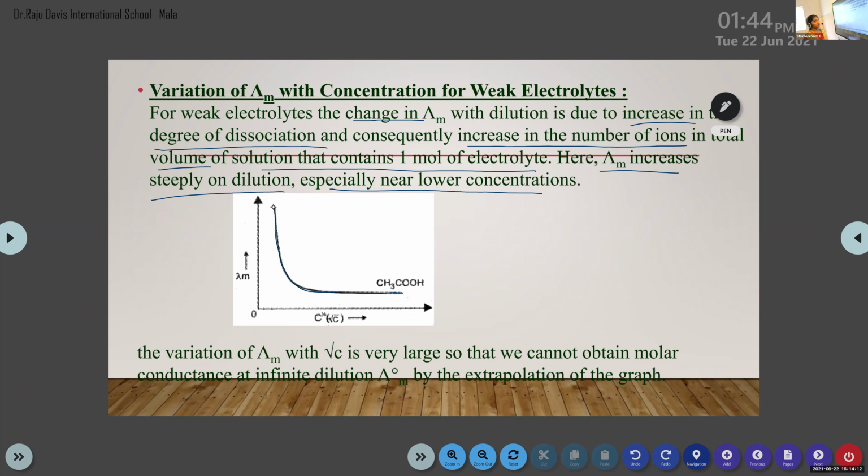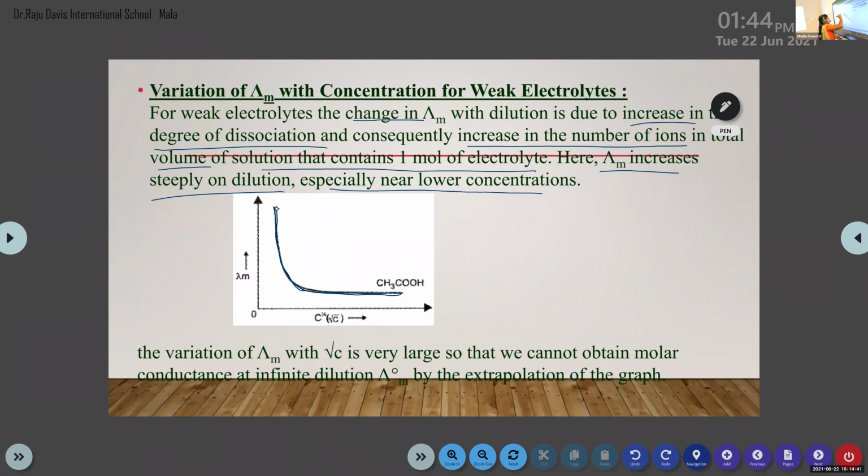And I told you that limiting molar conductivity, we cannot obtain it from the graph. Here in the graph, it moves constantly, then it's steeply increasing. It does not touch anywhere on the y-axis, right? That means the variation of molar conductivity with concentration is very large. So we cannot obtain the molar conductance at infinite dilution by the extrapolation of the graph.